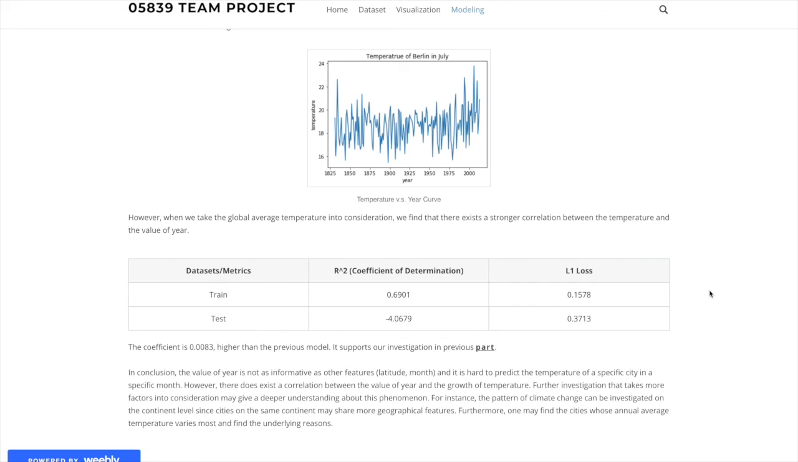So in conclusion, the value of year isn't as informative as other features. It is hard to predict the temperature of a specific city in a specific month. However, there does exist some correlation between the value of the year and the growth of temperature. Further investigation that takes more factors into consideration may give us a deeper understanding of this phenomenon.